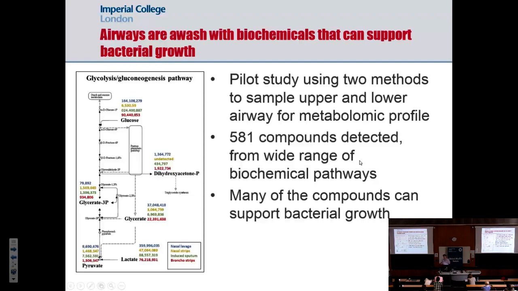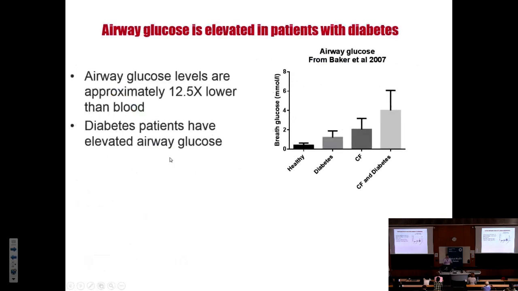But in terms of this study, what is of interest is that you start picking up a large number of amino acids, sugars, and citric acid components, so energy components that bacteria can use to grow upon. And the hypothesis that we started thinking about was this: normally, in healthy patients, the airway glucose is very tightly regulated. The airway glucose levels are 12 times lower than the blood. Basically, the lungs are actively pumping sugar out of the lungs and into the blood.